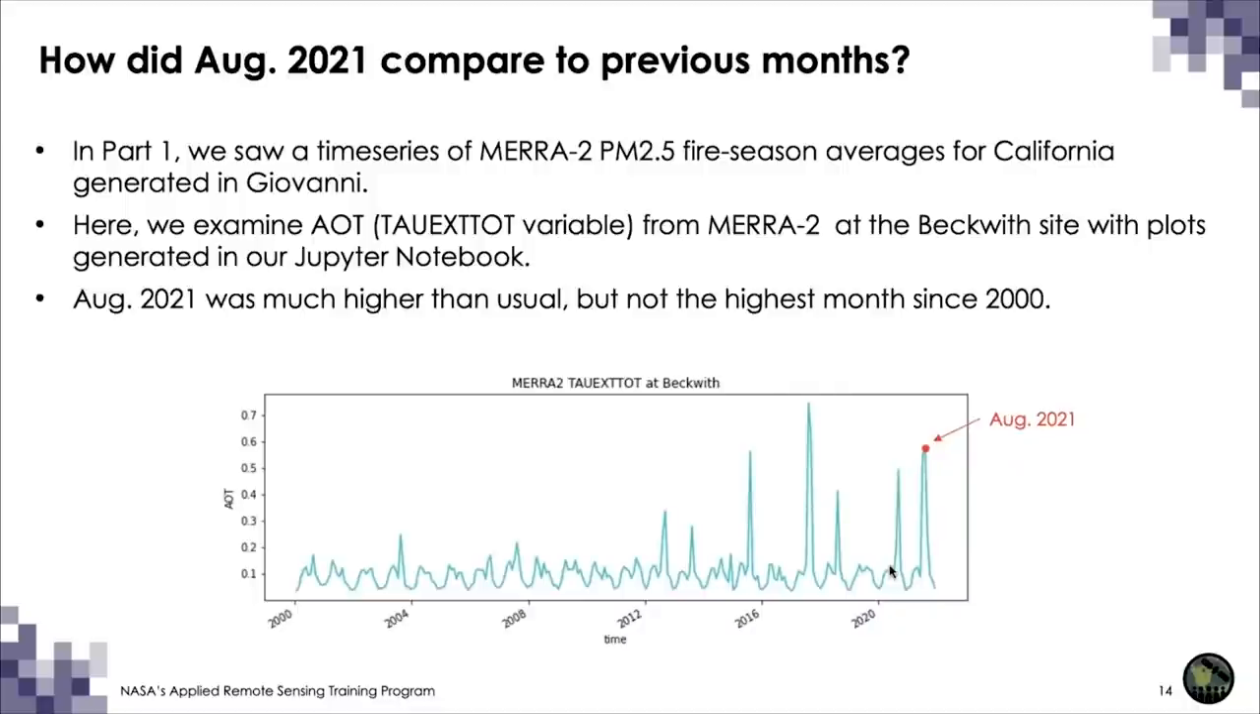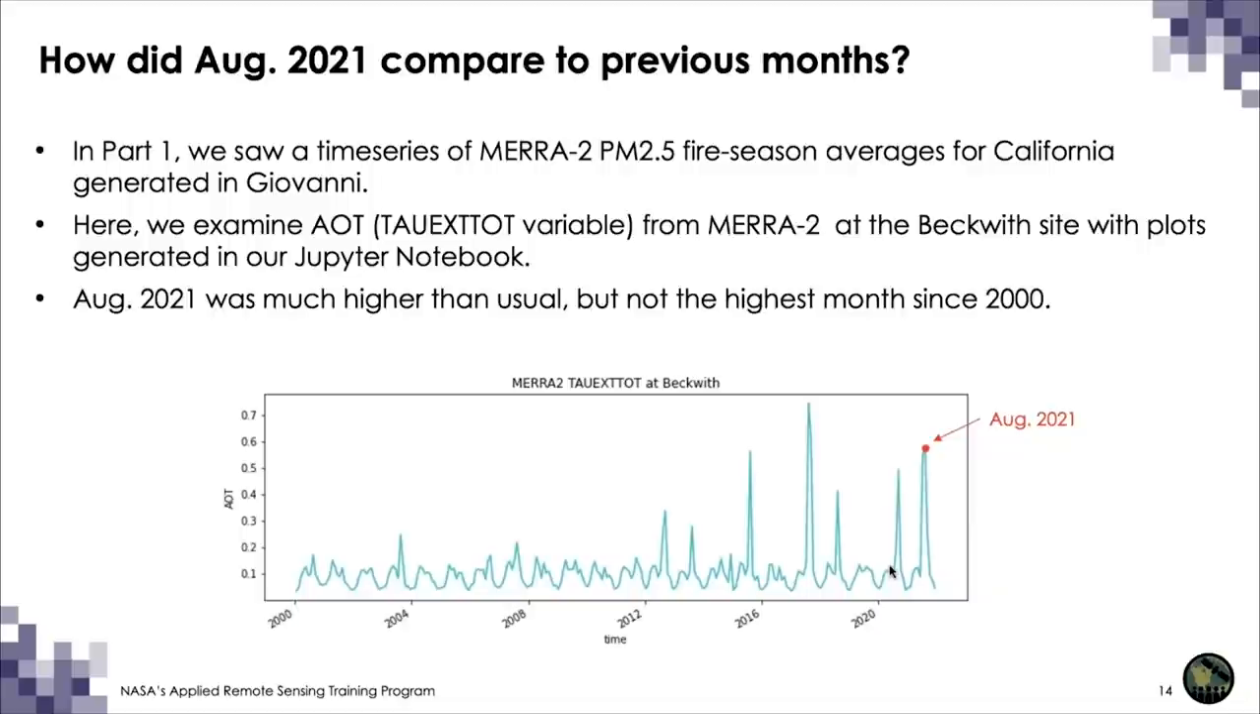We now move on to our third study question. How did August of 2021 compare to previous months and years? The Giovanni demonstration in the first session addressed the question for fire season PM2.5 for California using MERRA-2 data.